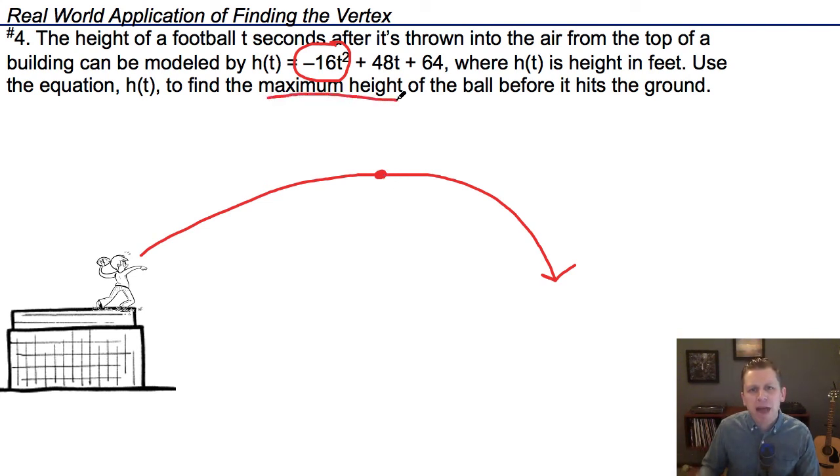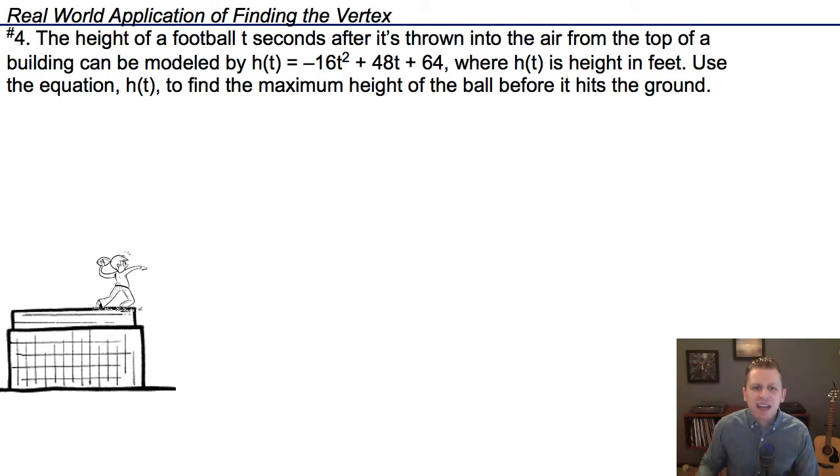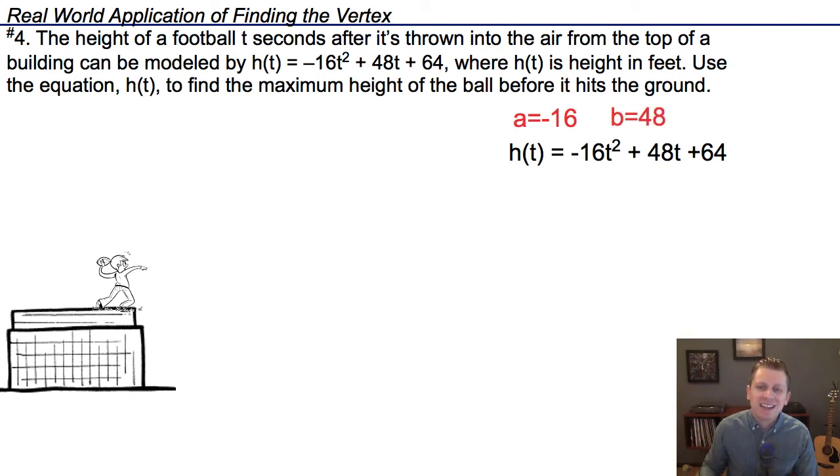When they ask for the maximum height, they're talking about the highest point on a parabola that is featured upside down. In order to find the vertex, let's rewrite our function and identify a, b, and c. A is the coefficient of t squared, which is -16. B is the coefficient of t, which is 48. And c is the constant by itself, 64.